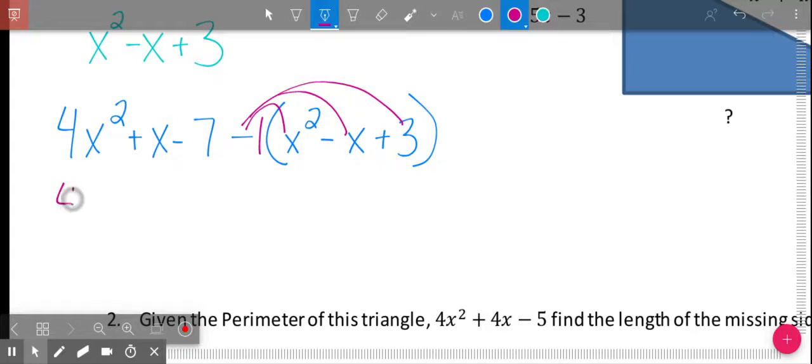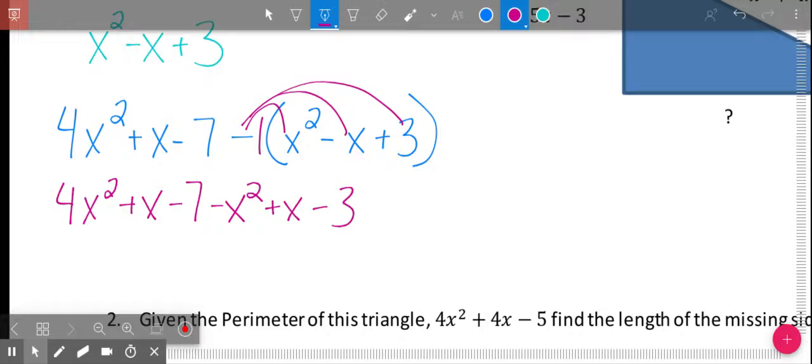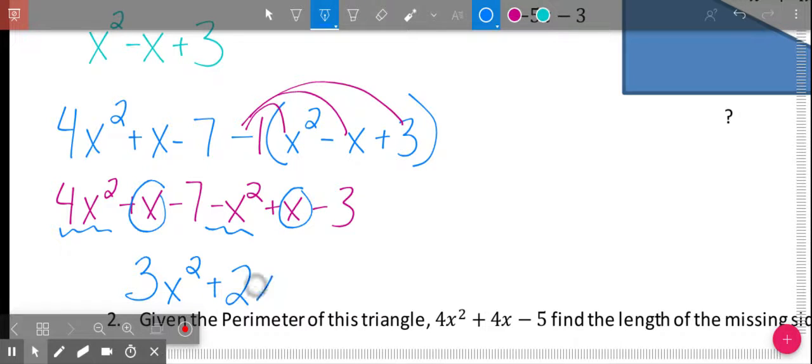So when I rewrite that, I'll have 4x squared plus x minus 7. Negative 1 times x squared gives me negative x squared. Negative 1 times a negative x gives me plus x. Negative 1 times 3 gives me negative 3. And from there, I just need to combine my like terms. So 4x squared minus x squared gives me 3x squared. x plus x gives me plus 2x. And negative 7 minus 3 gives me negative 10. And that's going to be my final answer.